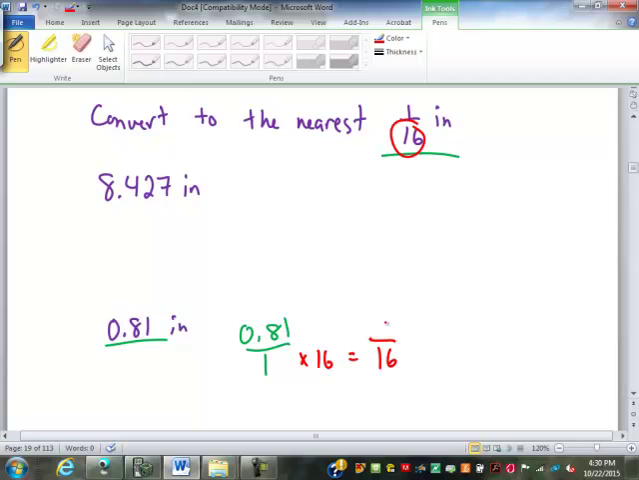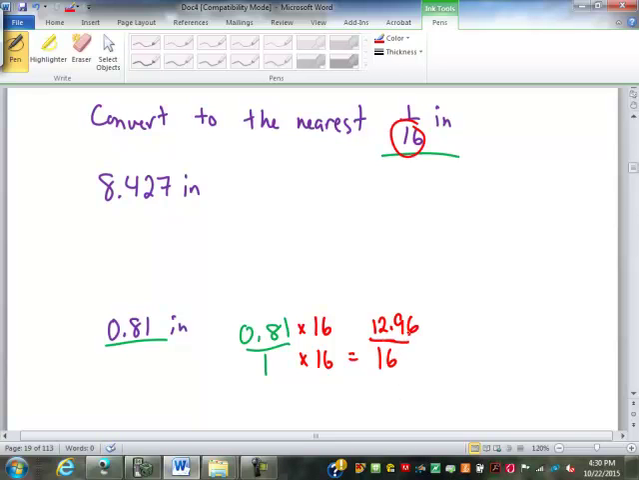But in a fraction, if I multiply the denominator by something, I also have to do the same to the top. Multiply the numerator by the same thing. So 0.81 times 16 is, what's that? 12.96.